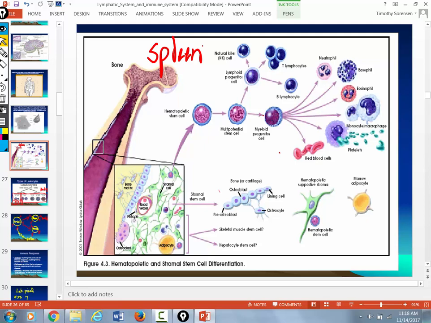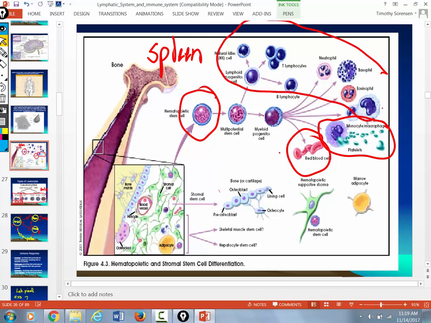Now watch. All blood cells, red blood cells, white blood cells, all start out as hematopoietic stem cells, right? And then those stem cells will begin to differentiate into different types of blood cells. So when you talk about the formed elements of the blood, this is what you need to know. The formed elements of the blood are red blood cells, platelets, and white blood cells, leukocytes. Who's following this?